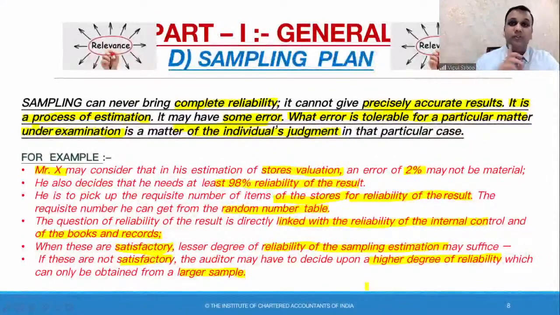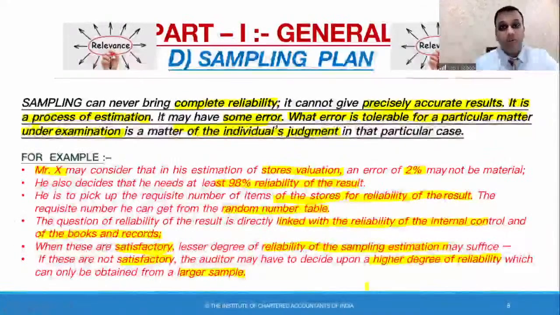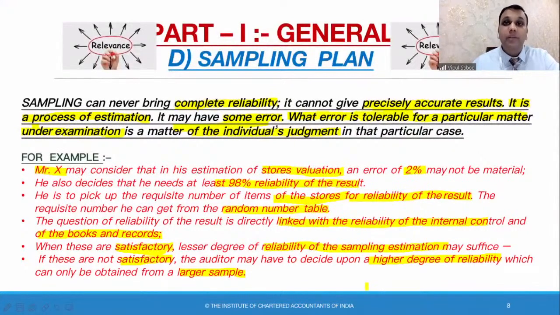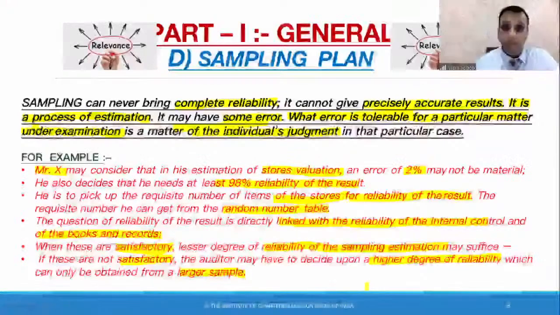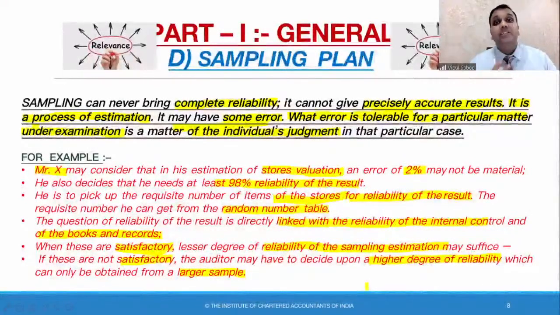If the controls were weak, the books and records were not adequate, you could not establish any reliability over there. Now, at this stage, you will be hungry for more reliability, for more trust, and you will be resorting to sampling at a huge level. A larger sample you will be selecting, covering more of the population, so that at least at this level your marginal utility is satisfied. You get higher reliability and higher satisfaction.